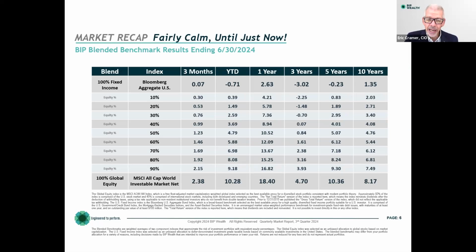So every number that you see in here would be significantly better if we were printing those numbers today. So really, nothing but good news, and even the paltry returns of the fixed income index are in fact a little bit better than you see right here.